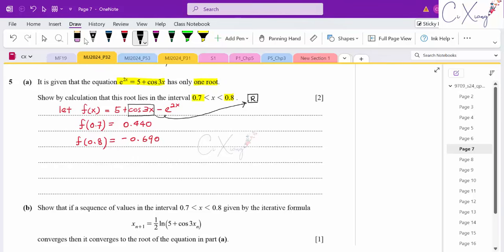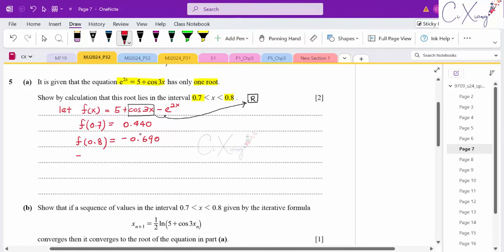After you substitute these two values, you should see one positive value and one negative value. We call this a sign change. If the sign change can be seen between these two answers, then it means that your root lies between 0.7 and 0.8. I think we can see very clearly, we are having one positive and one negative value. So we can make a simple statement to conclude it.